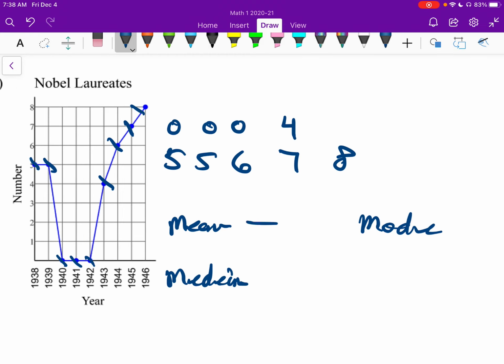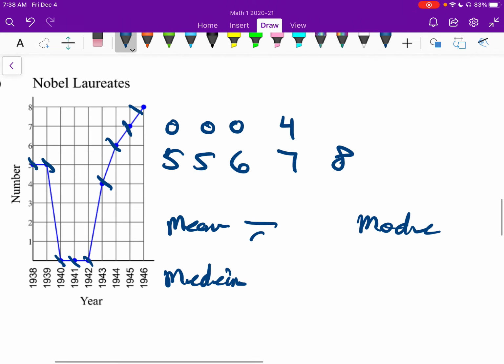The average, I need to add them together and divide by how many there are. I've got 8, 9 total. So I'm going to have, well, the zeros don't really matter. So 4 plus 10, 6, 7, and 8. That's going to be 35 over 9, which is 3.8. Well, we'll say that's 3.9.